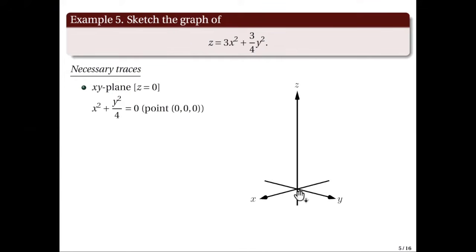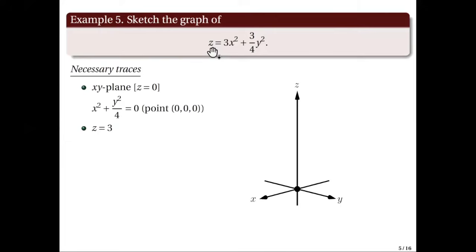That is the vertex of the elliptic paraboloid. The other three traces that we need are two parabolas and one ellipse. We expect that there is an ellipse somewhere here because the elliptic paraboloid opens towards the positive z-axis. So we assign a positive value for z and solve for the trace on that plane. Let me take z equal to 3.